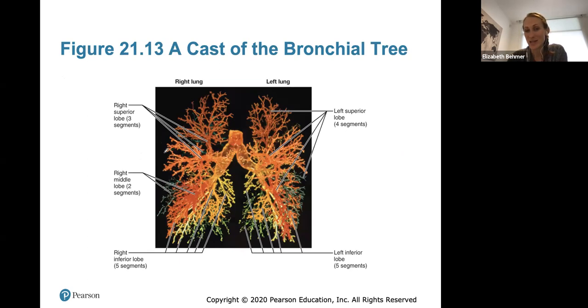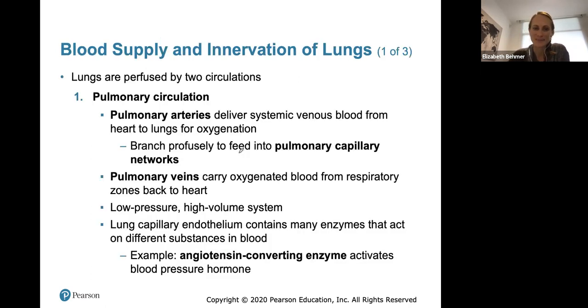I love this picture because it actually shows how the trachea comes down and divides into bronchi, and it just looks like branches of a tree, how these bronchioles completely branch into different segments, bringing air to all parts of the lung. This is where we describe and review blood supply and innervation.